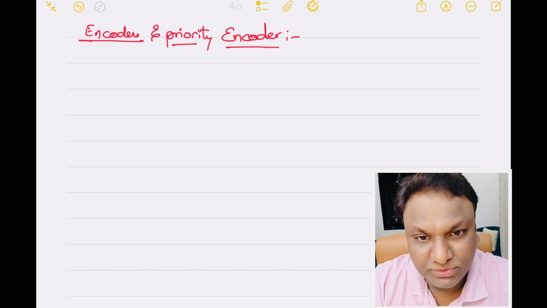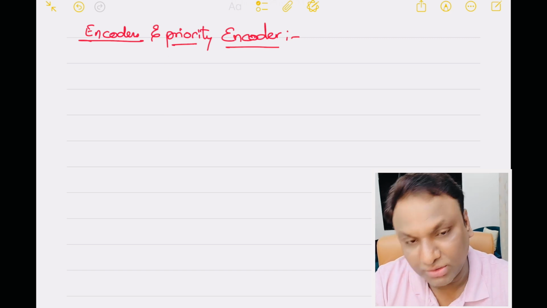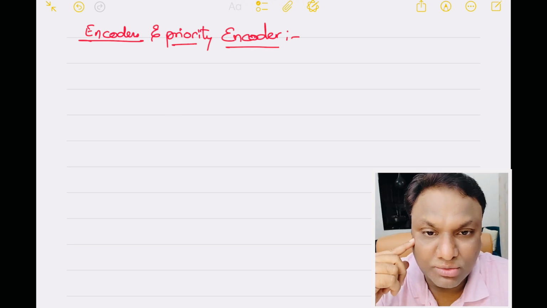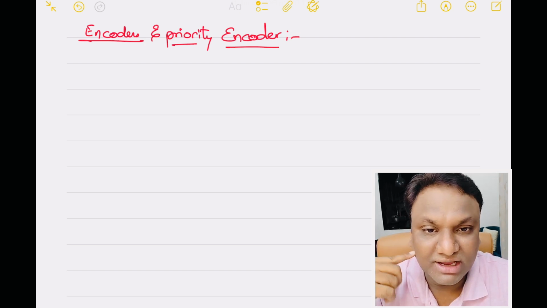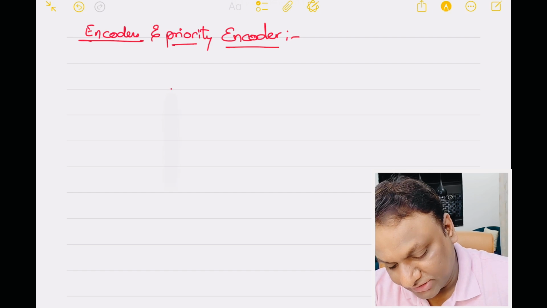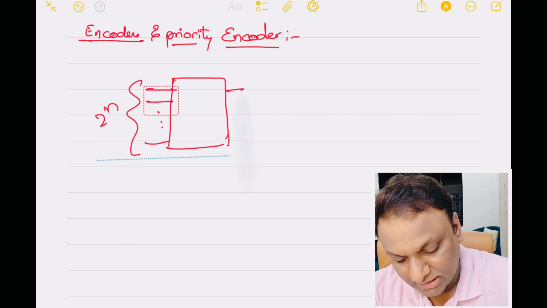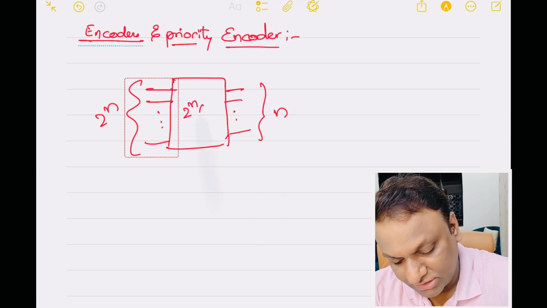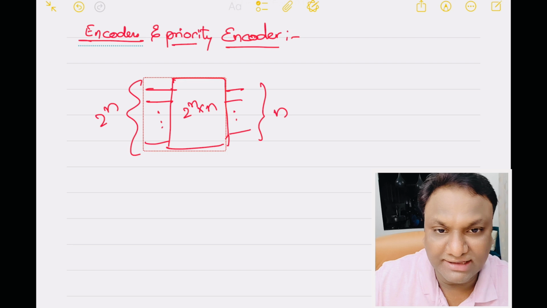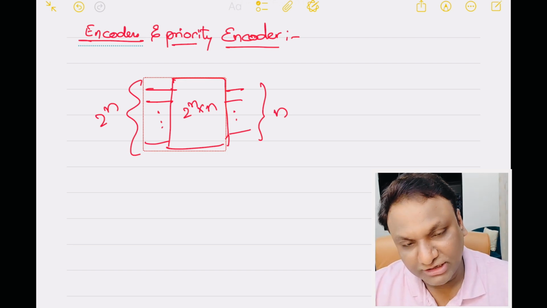In this lecture, we will discuss encoders and priority encoders. So what is an encoder? An encoder is a combinational circuit which has 2 power n inputs and n outputs. Unlike a decoder, which has n inputs and 2 power n outputs, an encoder has 2 power n inputs and n outputs.